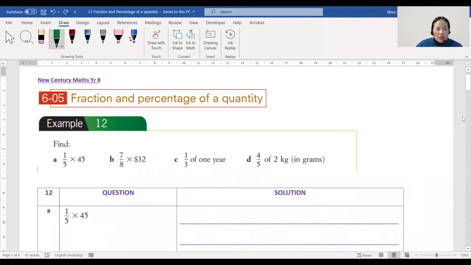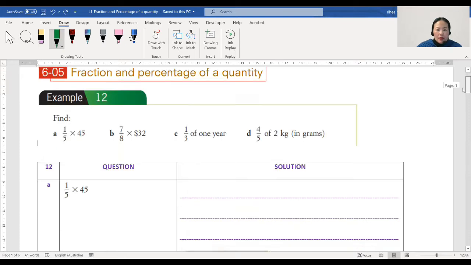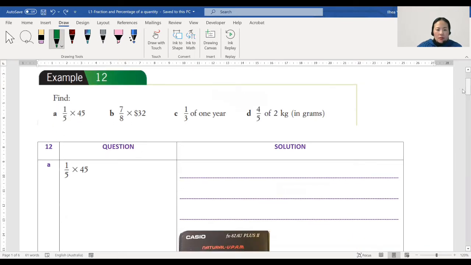Okay, so today's lesson, we're going to start fraction and percentage of a quantity from the textbook, New Century Maths Year 8. I'm going to start the example 12 here. There's 4 parts. First part, it says 1/5 times 45. Now, easiest way of doing any of these questions will be just using a calculator, but let's have a look at the question and solve it without using a calculator first. Using a calculator to check the answers will be fantastic.